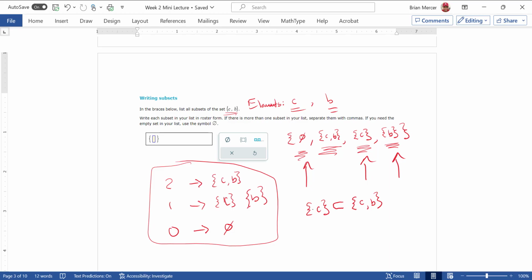And just by comparison, if I wrote this statement, the set containing C and B, and if I tried to write proper subset of the set containing C and B, that is not a true statement, because the set that contains all of the original elements is not considered a proper subset of the original set.